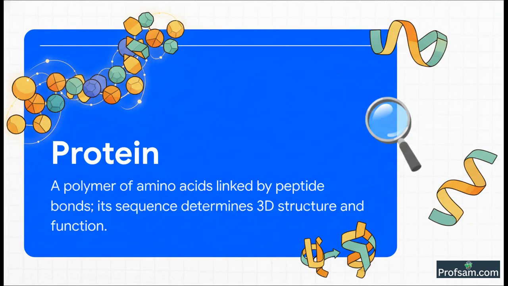So for your exam, this is the definition you should remember. A protein is a polymer of amino acids linked by peptide bonds. We call it a heteropolymer because hetero just means different. The chain is made of different types of amino acids. And the most important part, the specific sequence determines its 3D structure and its biological function.